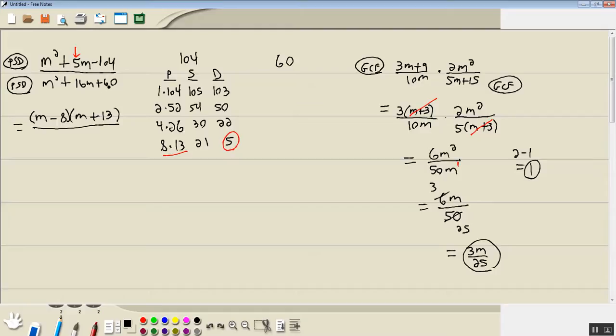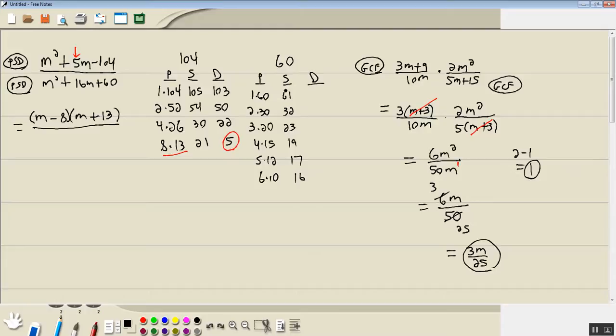Now I'm going to do the bottom one, and it's PSD again, so I'll work with the number at the end, 60. So write down all products that give me 60. I got 1 times 60, 2 times 30, 3 times 20, 4 times 15, 5 times 12, 6 times 10. Add them. 1 plus 60 is 61, 2 plus 30 is 32, 3 plus 20 is 23, 4 plus 15 is 19, 5 plus 12 is 17, 6 plus 10 is 16.